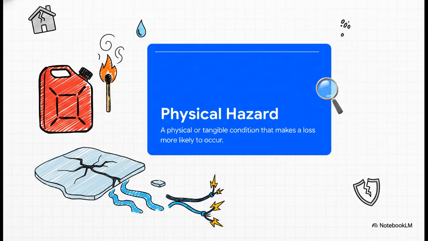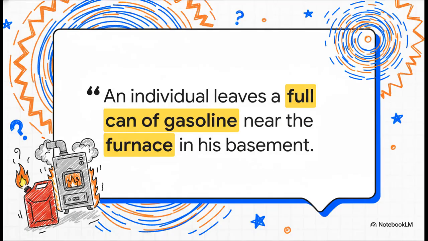This is the easy one to understand. It's a physical, tangible thing you can see, touch, or smell that makes a loss more likely. Like icy roads, a frayed electrical cord, a broken step on the porch, or, yeah, a can of gasoline next to a furnace. I mean, this example really just nails it. The condition itself, the location of that gas can, created a huge risk. That's a textbook physical hazard, plain and simple.